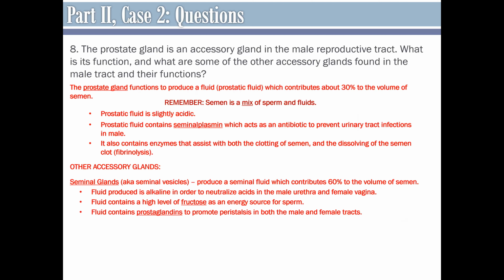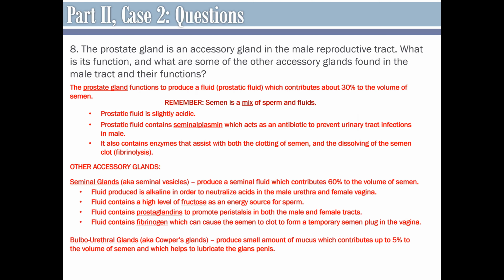The fluid contains prostaglandins to promote peristalsis in both the male and female tracts. And the fluid contains fibrinogen, which can be converted to fibrin to allow the semen to clot and form a temporary semen plug in the vagina.